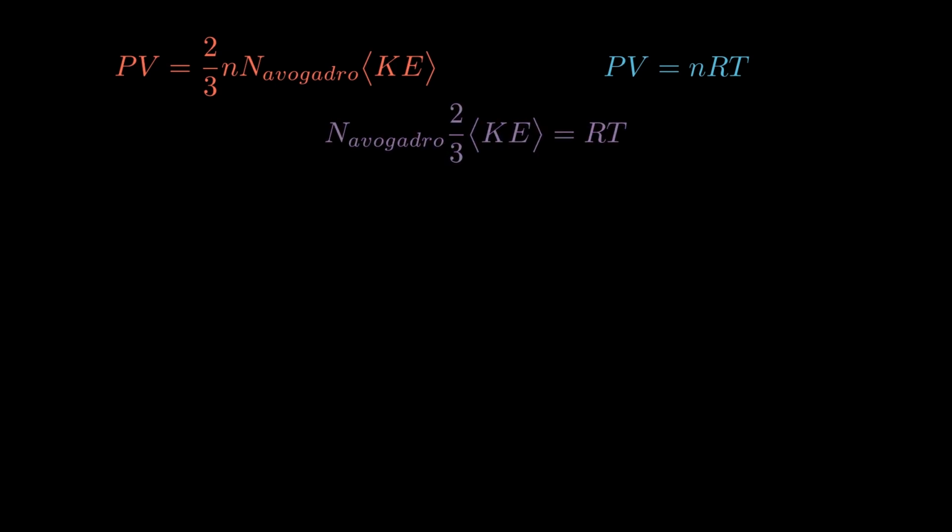Now, we are getting very close to another famous equation. If we move over the volume to the other side, we have PV equals 2/3 of n times Avogadro's number times the time averaged kinetic energy. We remember that PV equals nRT is another equation we learned that came from empirical facts about ideal gases. Well, by comparison, we can write that Avogadro's number times 2/3 times the time average kinetic energy must be equal to the gas constant R times T.